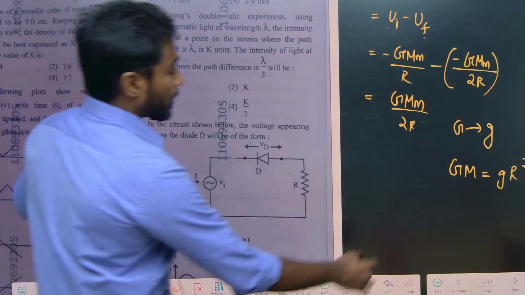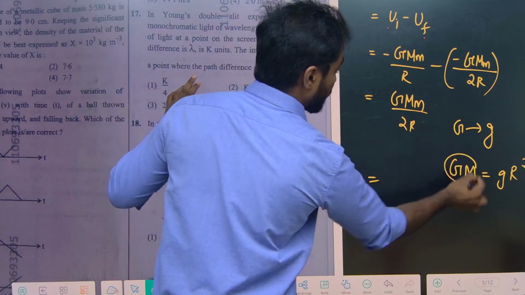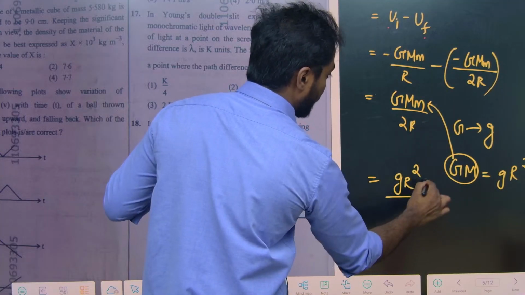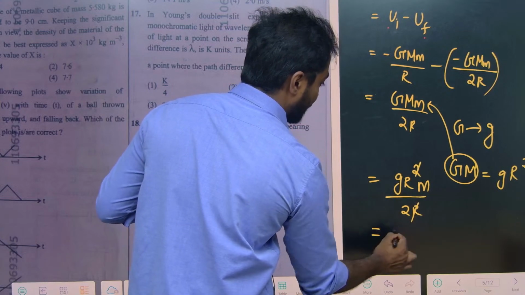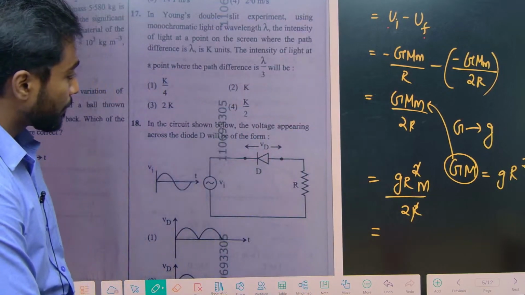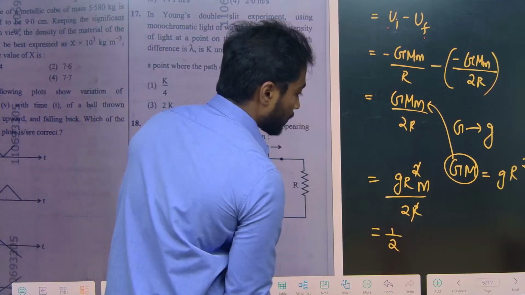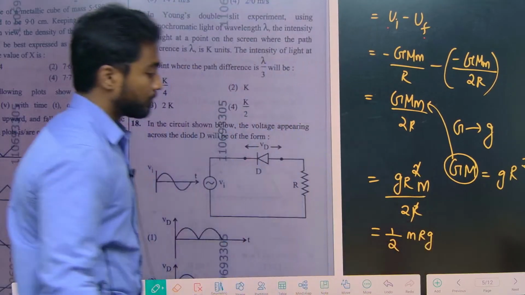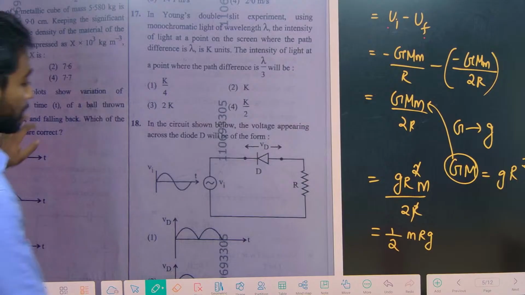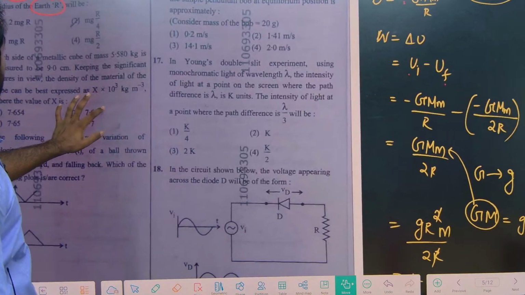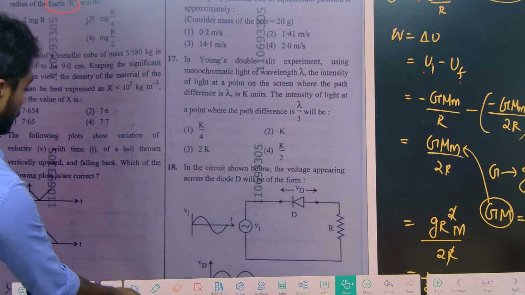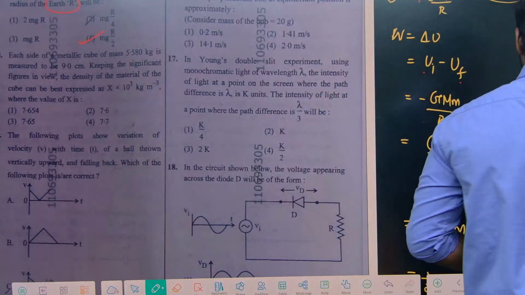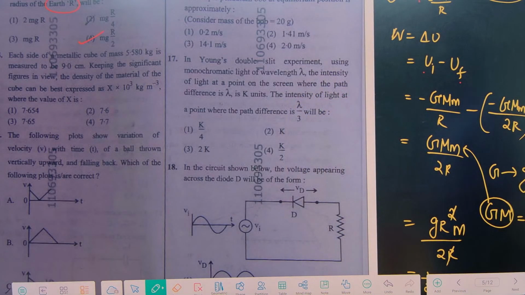Okay, now we have converted here. I can substitute this value here, so g R square by, and m is there, by 2R, one R and the other R will get cancelled. How much will I get here, 1 by 2 mgR, whatever it is. So which is the option here? I can take 1 by 2 mgR, option 4. Option 4, that's it.